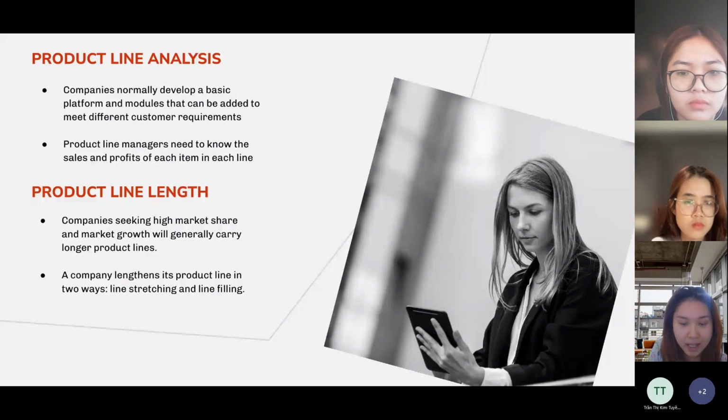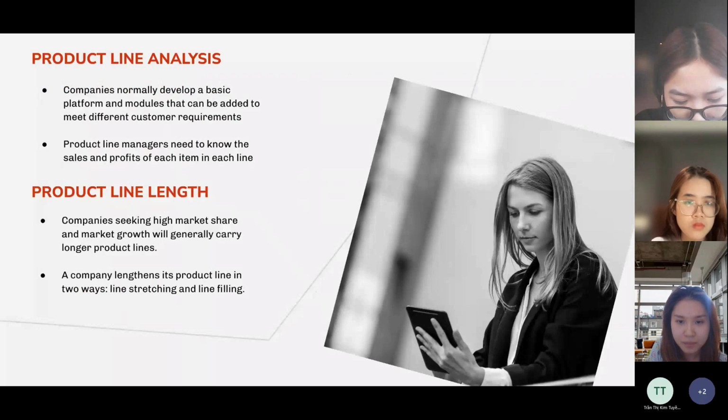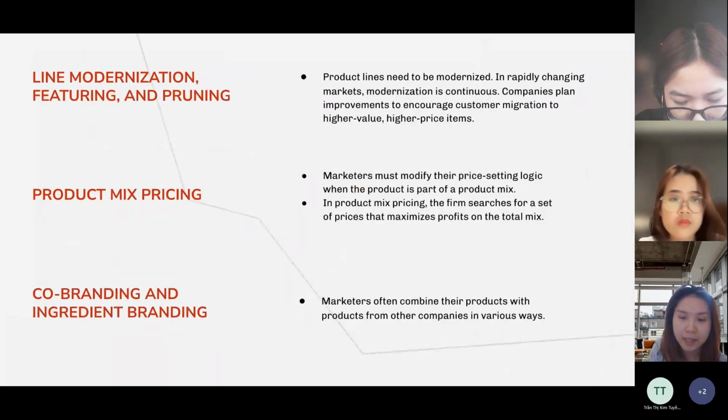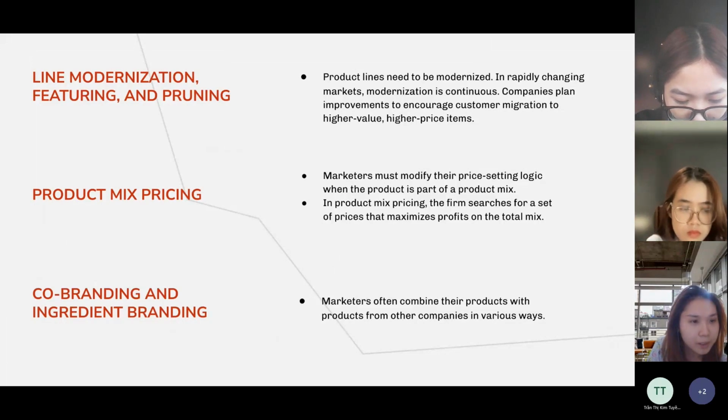For product line length, companies seeking high market share and market growth will generally carry longer product lines. A company lengthens its product line in two ways, that is line stretching and line filling. Line stretching occurs when a company lengthens its product line beyond its current range. In line filling, a firm lengthens its product line by adding more items within the present range. The goals are to reach incremental profits and satisfy dealers who complain about lost sales.